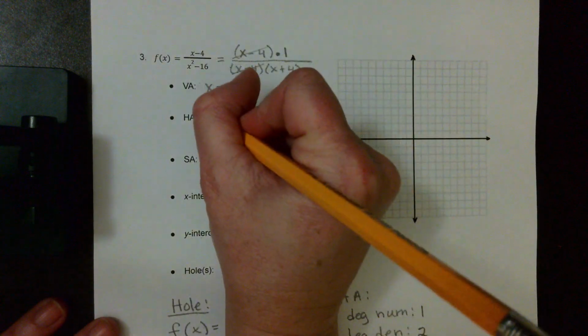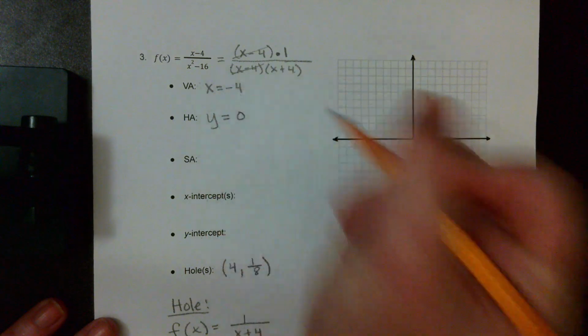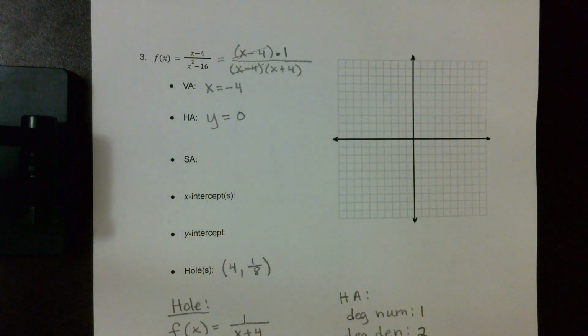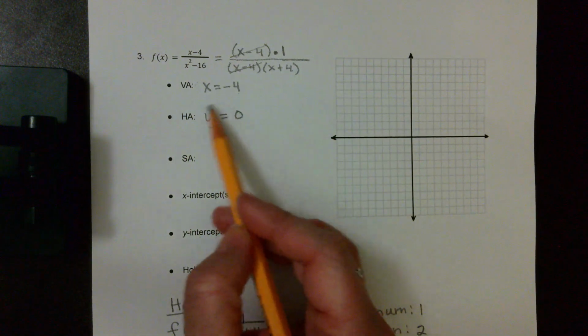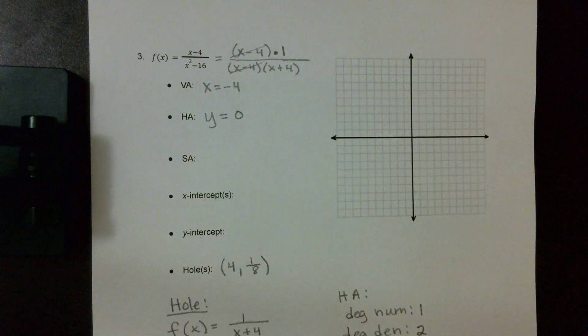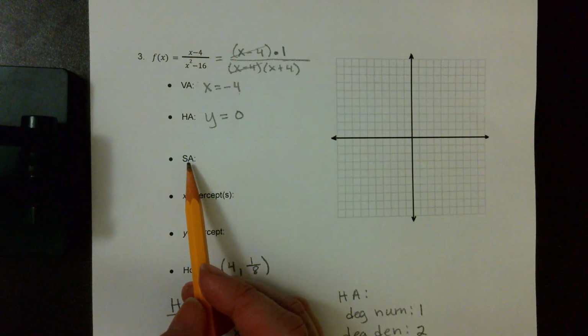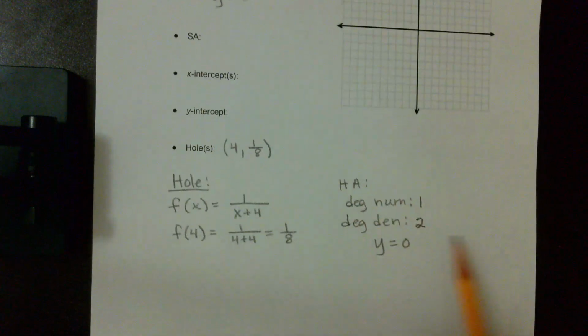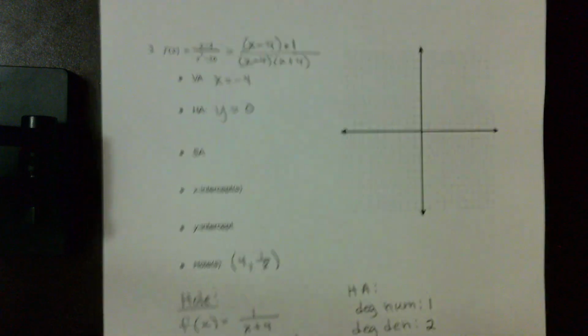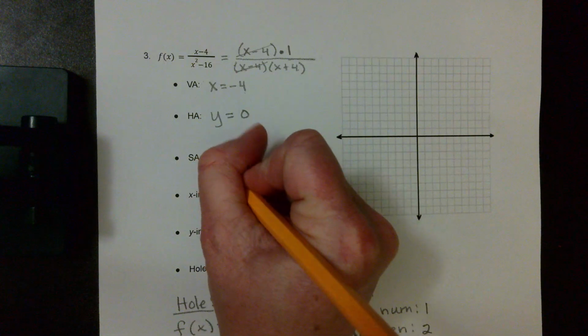Again, the y equals is important. If you don't have the variable there, you don't have an equation of a line. So you need to make sure that you have the y equals. For a slant asymptote, the degree in the numerator needs to be 1 greater than the degree in the denominator. That's not the case here. So for our slant asymptote, we have none.